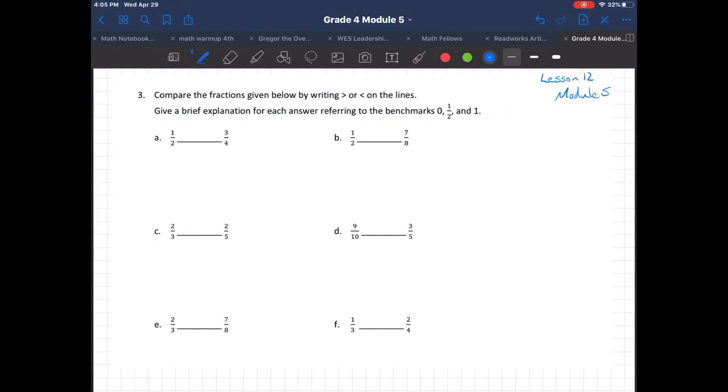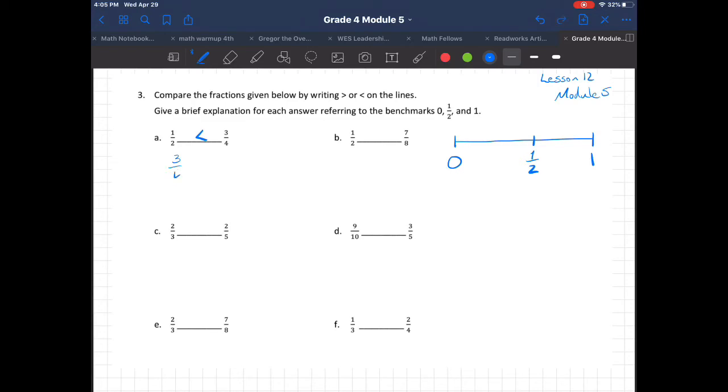Okay, number 3, we were talking about those benchmark fractions, which we did talk about a little bit in class way back when. That was that whole idea that we can figure out a lot of times if a fraction is closer to a half, closer to 1, or closer to 0. So with a half and 3/4, we know where a half is, and we know 3/4 is more because 3 is more than half of 4. So we know that one's bigger. And we'll just write 3/4.